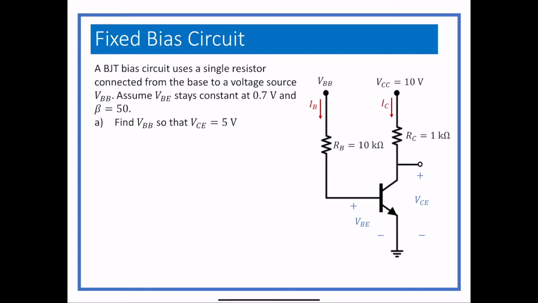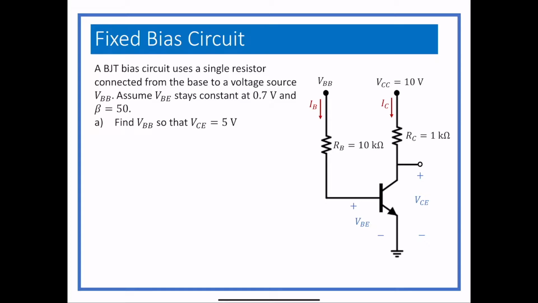Remember, VBE is just basically a forward bias PN junction, so generally the voltage will be 0.7 volts, unless you're told to find it by iteration, which in all likelihood you will not be told to do again. You probably had done with that. And beta in this case equals 50. So we want to find VBB so that VCE is 5 volts.